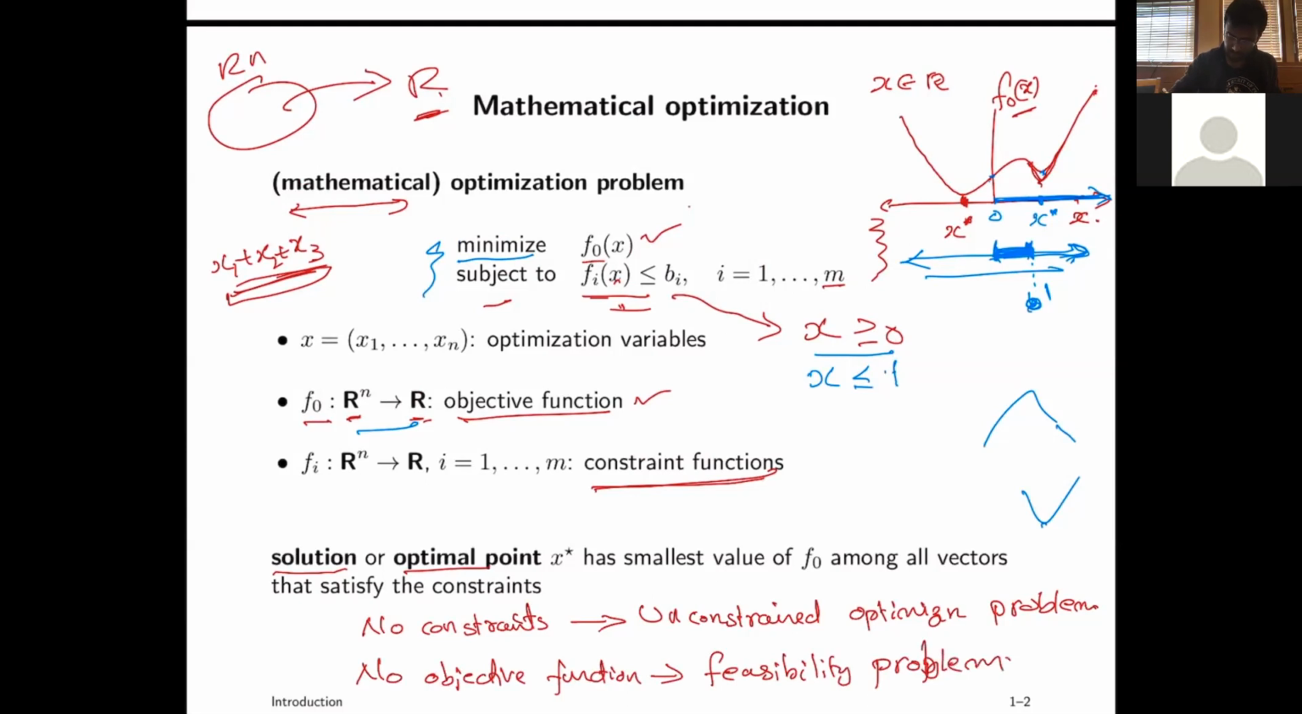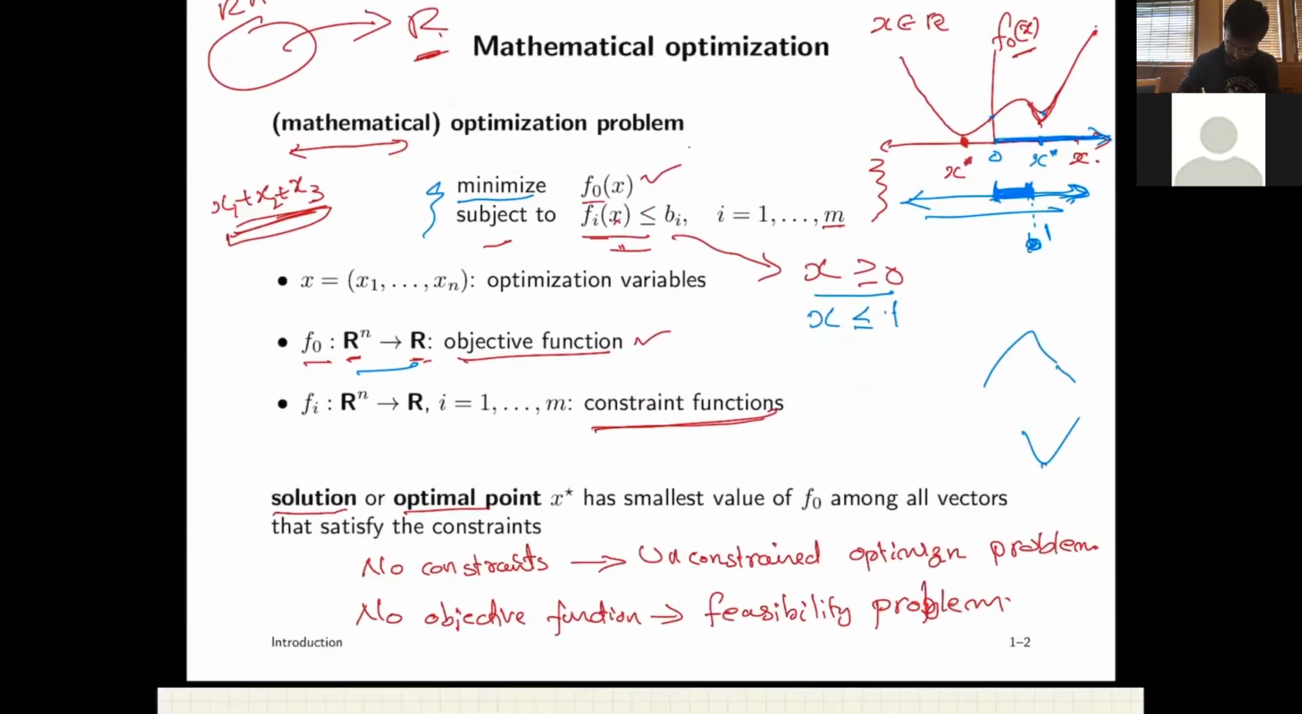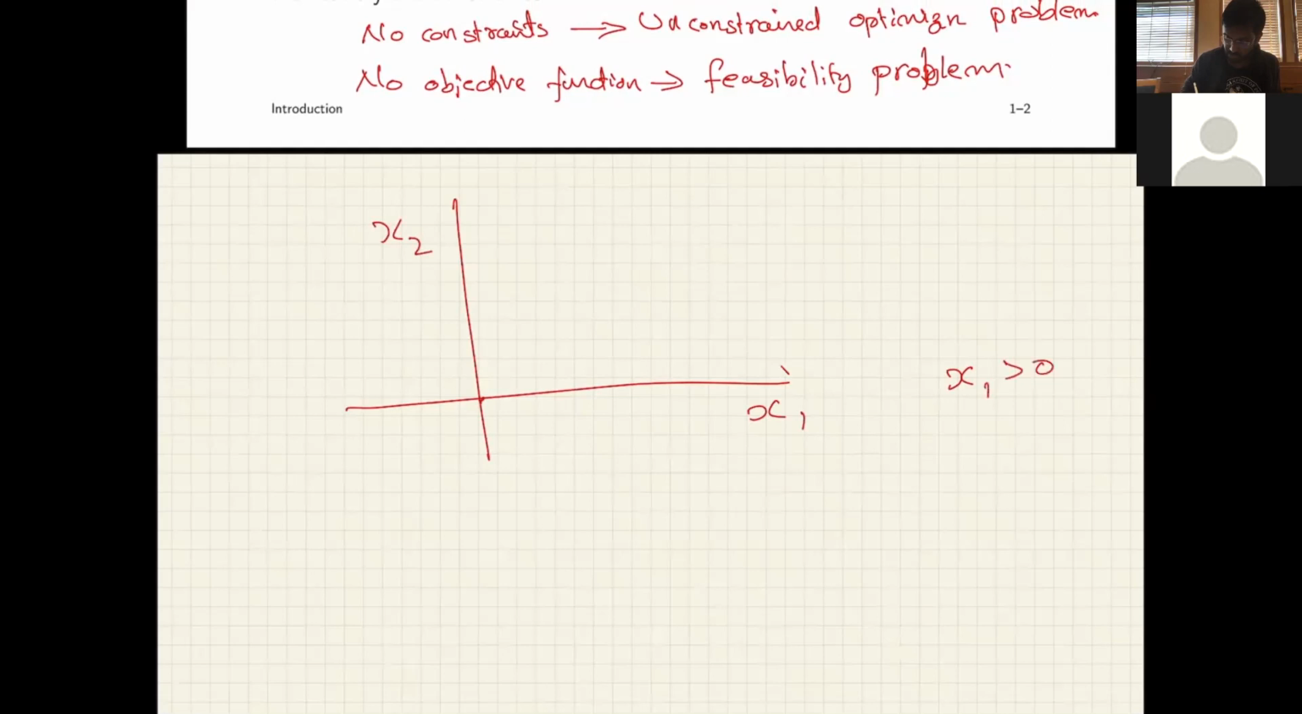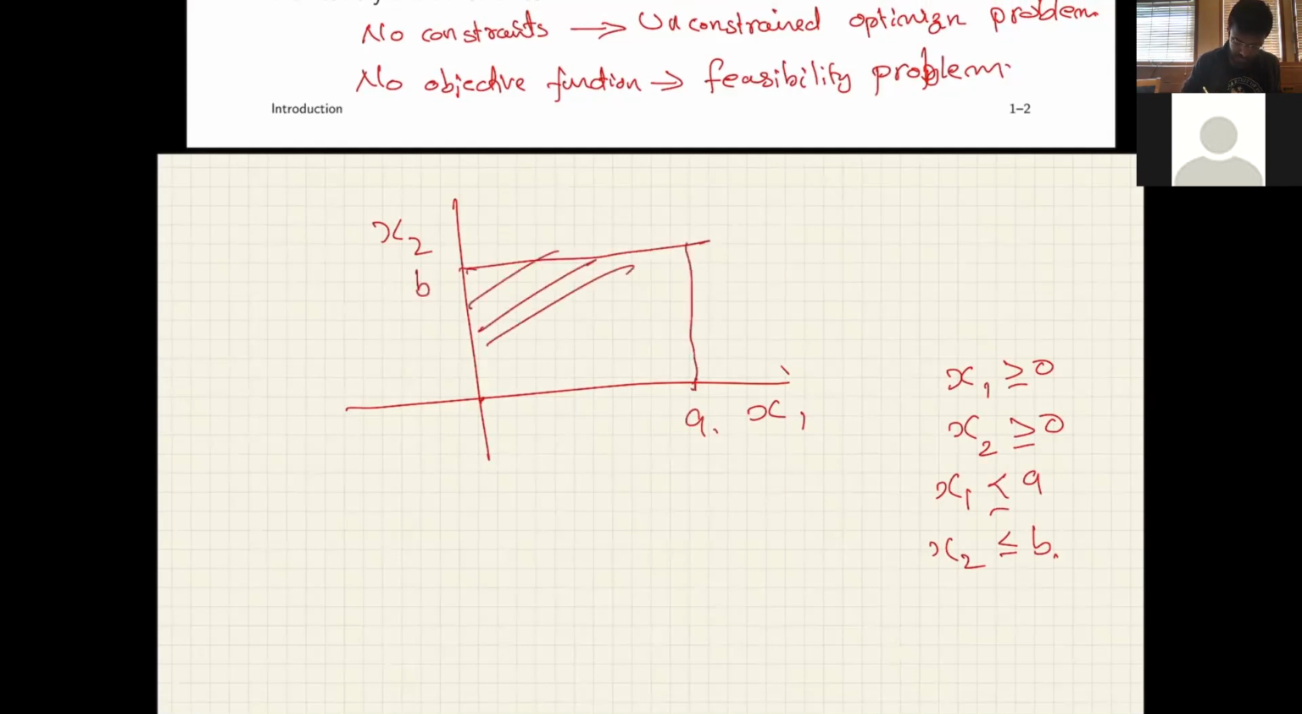Okay. In this case, for example, let's say you have two variables, x1 and x2. You are saying that x1 is greater than 0, x2 is greater than 0, x1 is less than or equal to a, x2 is less than or equal to b. In this case, the solution will be all the points inside this region.